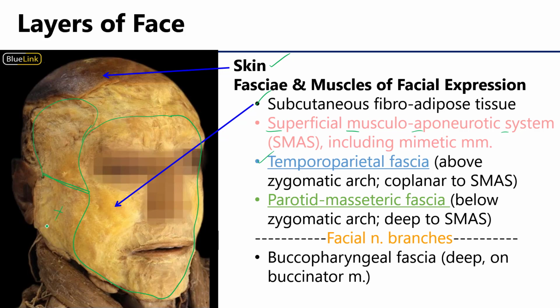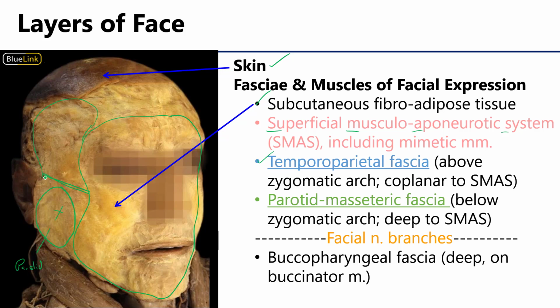So as we'll discuss shortly, there's going to be quite a large major salivary gland there. That large salivary gland is the parotid gland. That parotid gland is going to be glandular epithelium contained in a capsule. And overlaying that capsule, and it's going to be inferior to the zygomatic arch and deep to the SMAS, is something called parotid masseteric fascia.